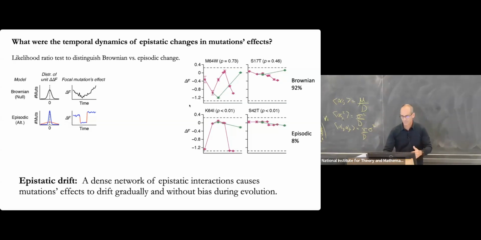All right, so from all these data, we think we're seeing a process of epistatic drift, that there's a dense network of epistatic interaction in the protein that causes mutations' effects to drift gradually and without bias during evolution as the protein accumulates substitutions. There are a small number of large effect couplings which are likely responsible for those episodic changes.